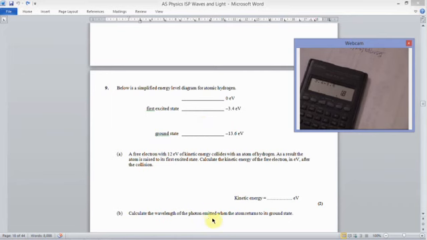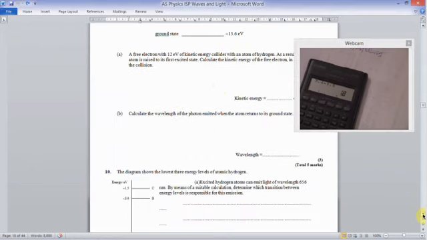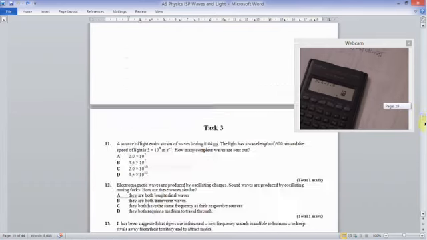Calculate the wavelength of the photon emitted when the atom returns to the ground state. So again, energy difference from there to there. They want the wavelength. So if you've got the energy difference, times that by 1.6 times 10 to the minus 19, and then do h times c divided by that, with h as 6.63 times 10 to the minus 34. It's so straightforward, run that 3 or 4 times. Please practice that calculation. There's 5 marks overall for those 2 questions that are very quick and easy, as we've just gone through there.